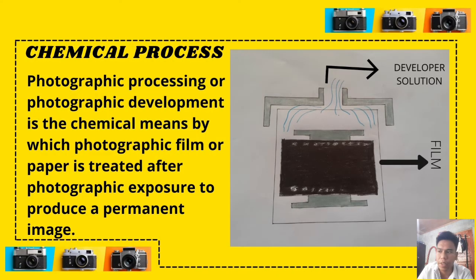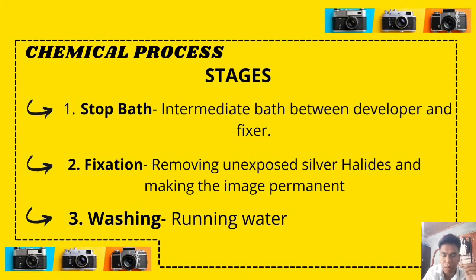Lastly, we have the final one, the chemical process, wherein dito na ngayon trinitreat yung photographic paper or photographic film na na-expose sa light. Okay? Na wherein dito na ngayon iproproduce natin yung permanent image or permanent photography with the help of the developer's solution. So we have stages in the chemical process. We have stop bath, fixation, and washing.